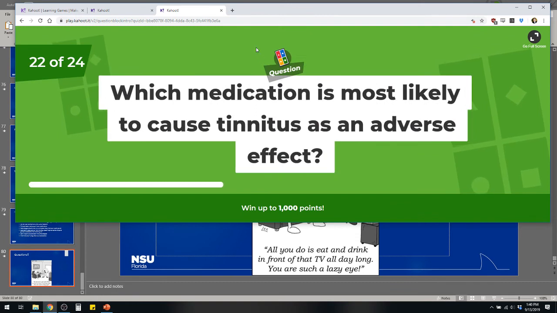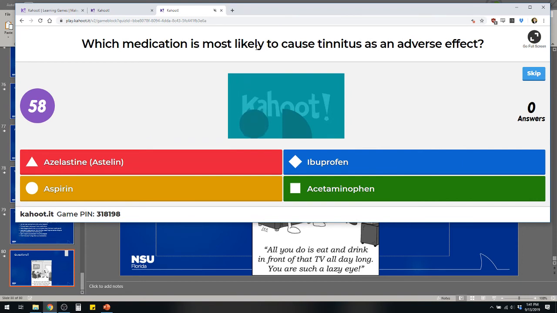Which medication is most likely to cause tinnitus as an adverse effect? Be azelastine, ibuprofen, aspirin, or acetaminophen.